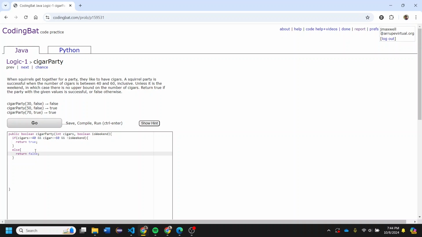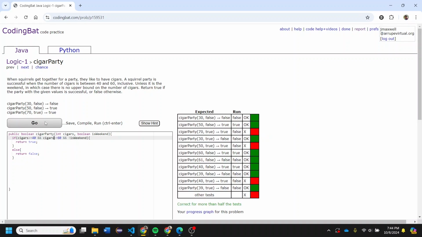What I like to do is type one line and then test it. So can't find cigar because it's cigars. And if I could just type better, it would work. Okay, well, 30 and false is false. 50 and false returns true. So it's definitely working for that condition.